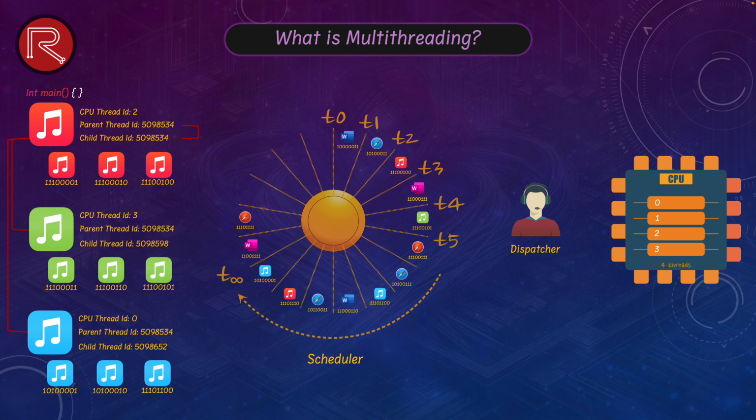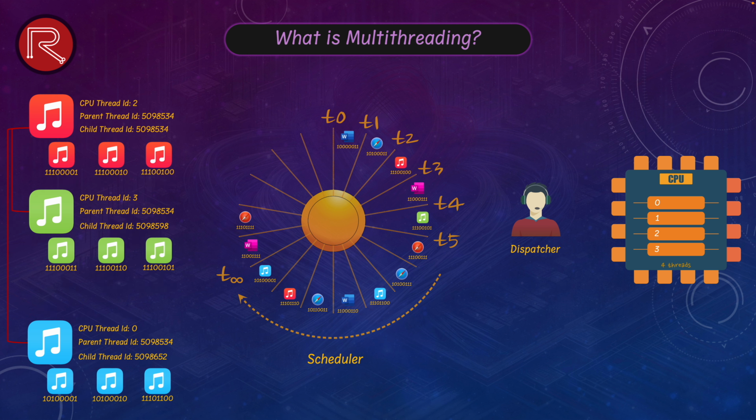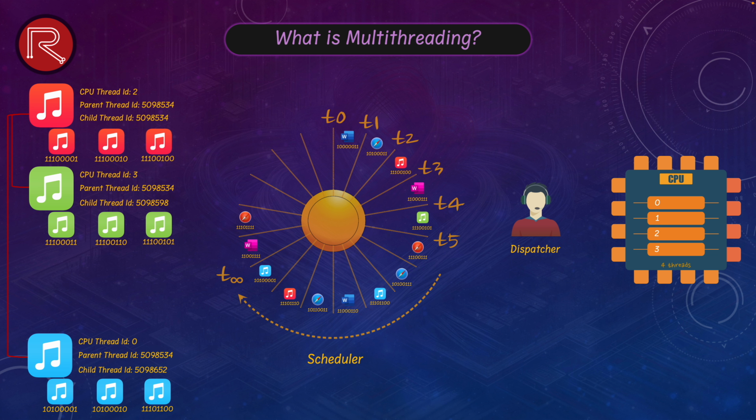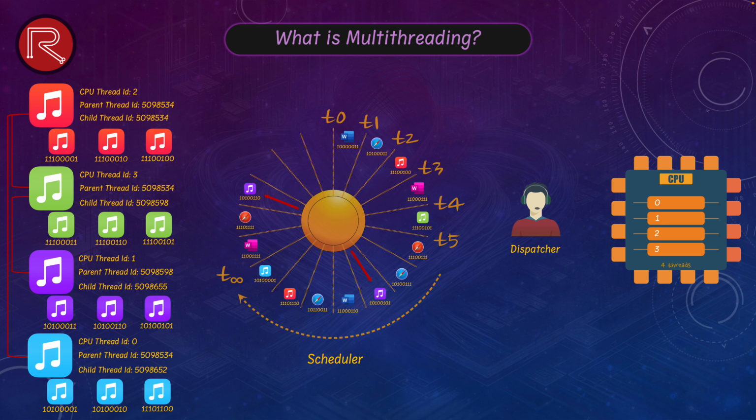Now the question you may ask is, can a child thread be a parent to other threads? The answer is pretty much yes. Suppose the green thread needs to call an independent thread that runs concurrently with it. The scheduler will give the new thread a CPU thread ID, a parent thread ID, and a child thread ID, divided into chunks of bytecode, and add the new chunks to the time index.